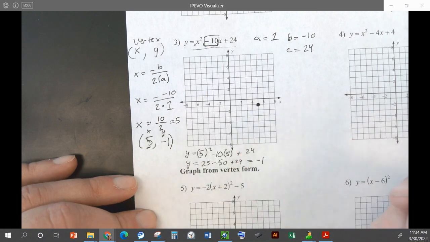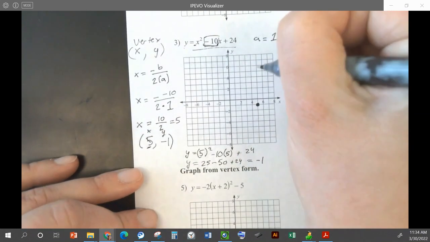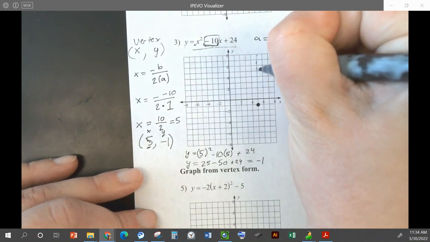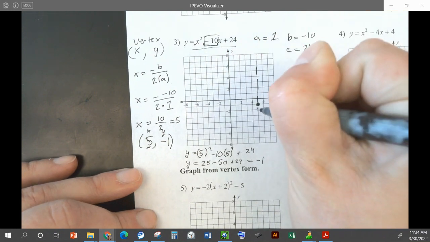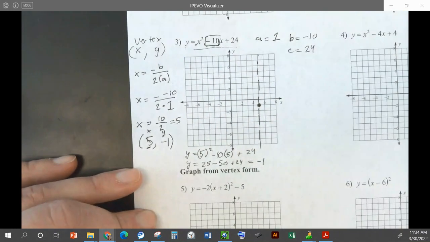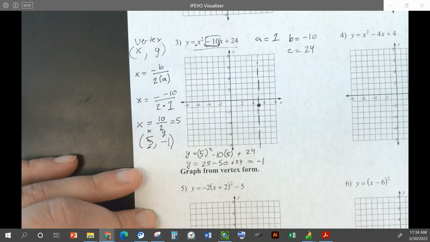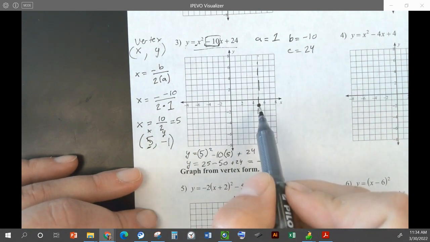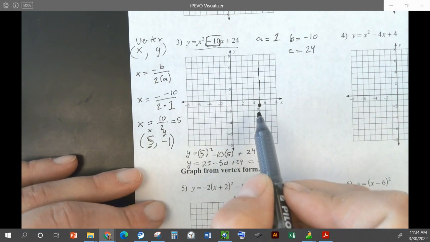That's our vertex. Then we need to remember that we have this axis of symmetry that goes through our vertex. That'll help us in a minute. All right, what's the next step when we're graphing from standard form? So we have our vertex. What should we do?